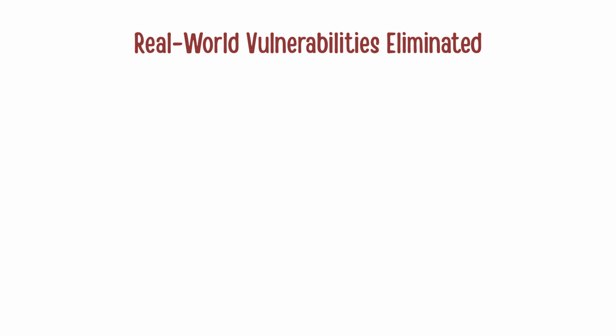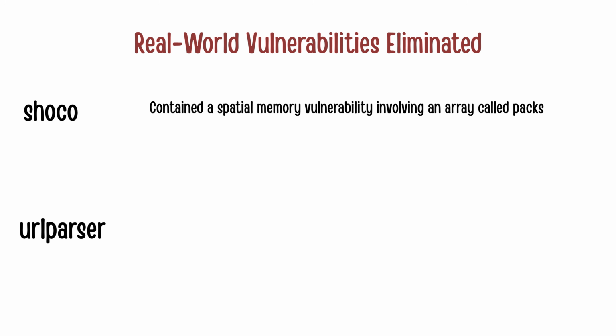But statistics about Rust types are only part of the story. The researchers also wanted to know whether the translations could actually eliminate known vulnerabilities in the original C programs. And the answer was yes. Two of the benchmarks, Shoko and URL parser, contained known memory safety vulnerabilities. The Shoko compression library contained a spatial memory vulnerability involving an array called packs. In the original C implementation, this could result in an out-of-bounds memory access. Every participant who translated this benchmark eliminated the original vulnerability.